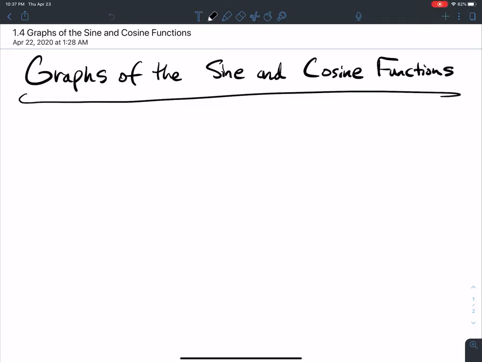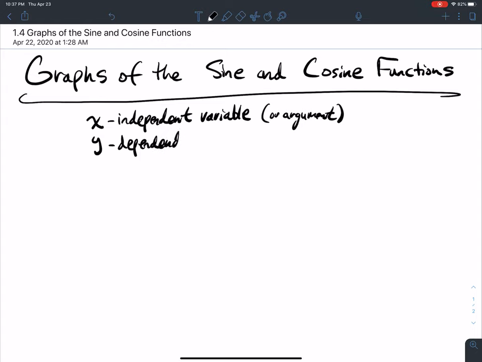In this section, I'm going to show you how to graph the sine and cosine functions in the xy plane. Since we're graphing in the xy plane, I'm going to use the traditional x as my independent variable or argument of the trig function, and y as the dependent variable or value at the x input for each function.